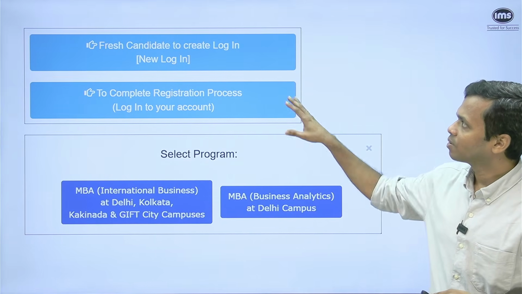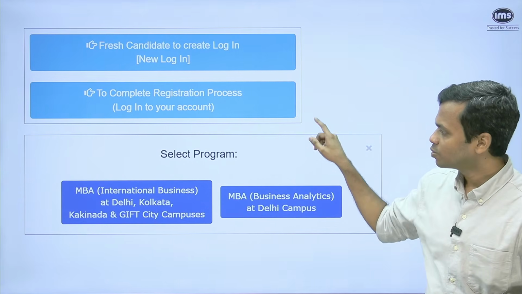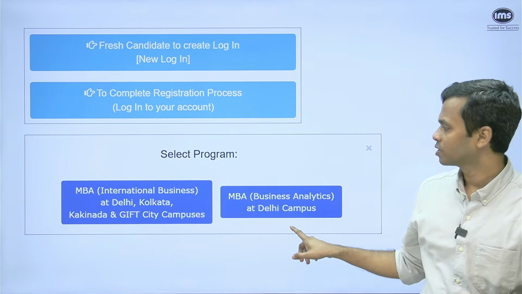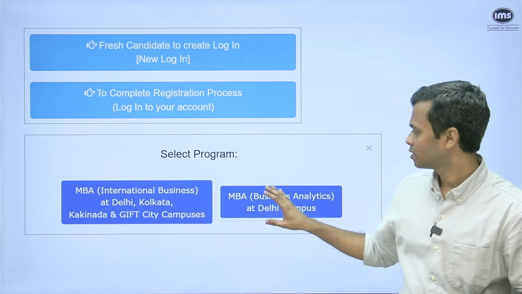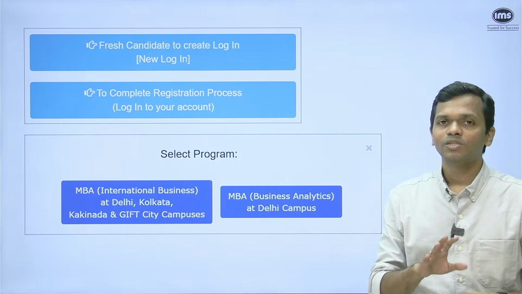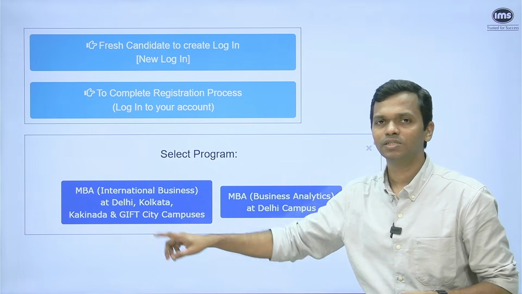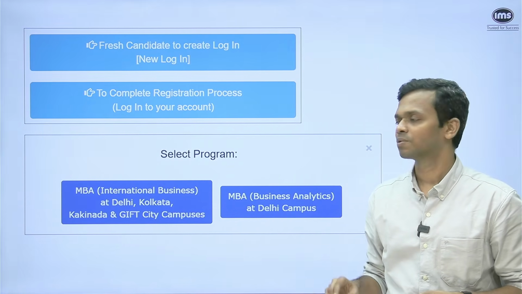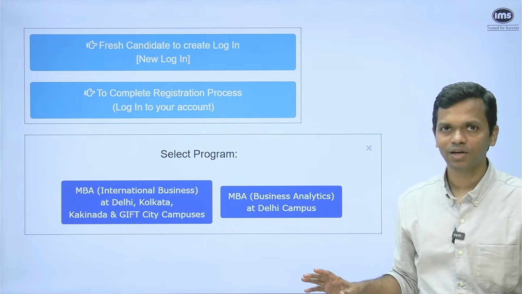So firstly, on the website you have to click here, which is fresh candidate login. Once you click on it, it will show you this too. It will show you MBA International Business at the 4 campuses, and then MBA Business Analytics at Delhi campus. So let's say you are planning to apply to only one of these programs. You click on this, complete the entire application process. If you're planning to apply to only this, you click on this and complete the entire application.